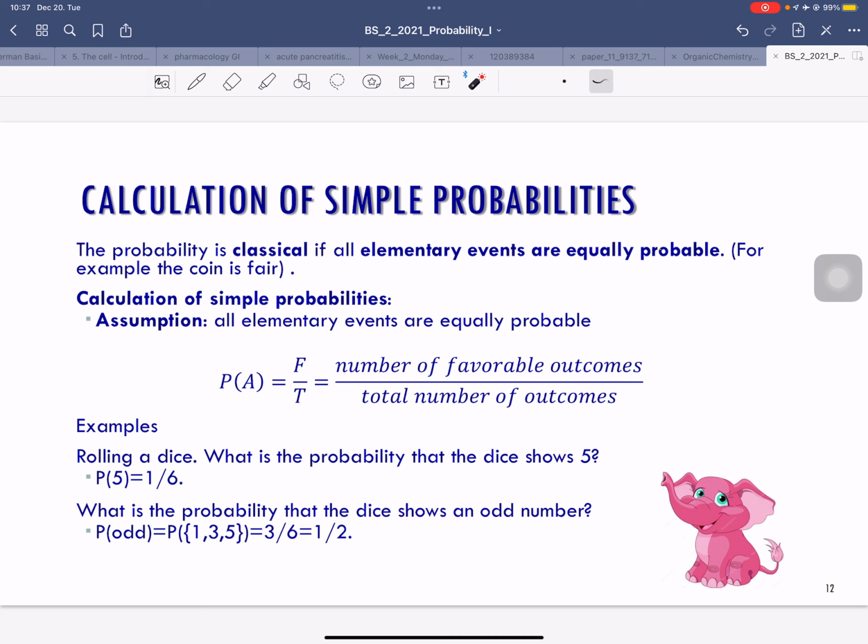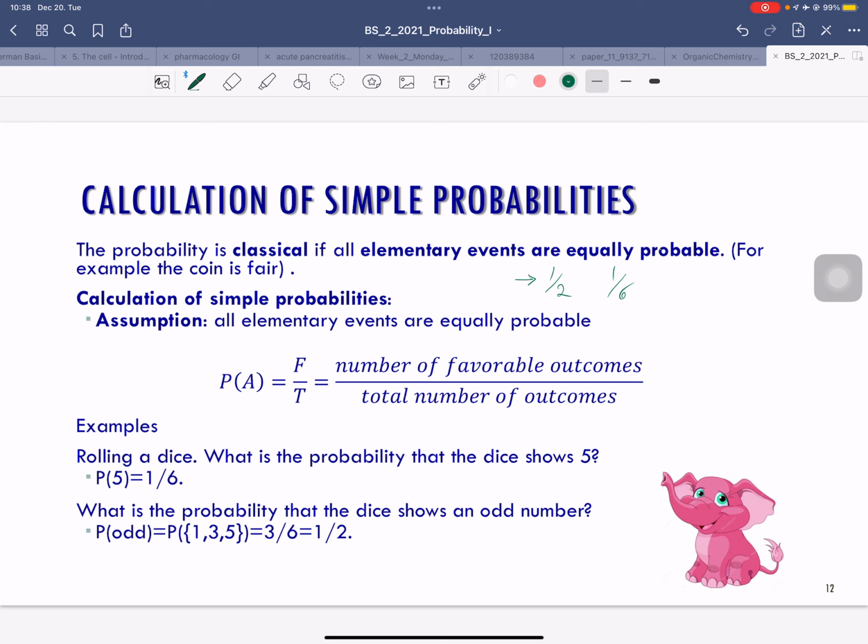If all elementary events are equally probable, then for example, for every rolling of a coin or rolling of a die, the probability for the coin is 1 over 2, or half, and 1 over 6 for the die. Always, every time, we can use this formula.